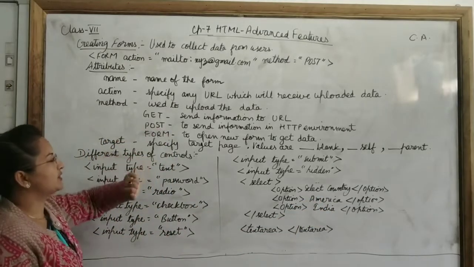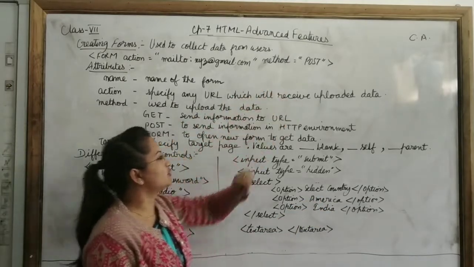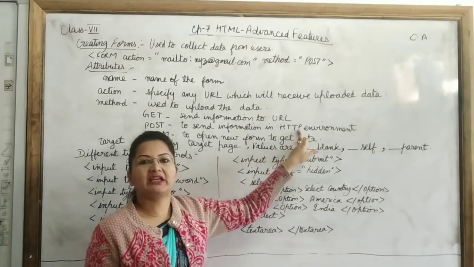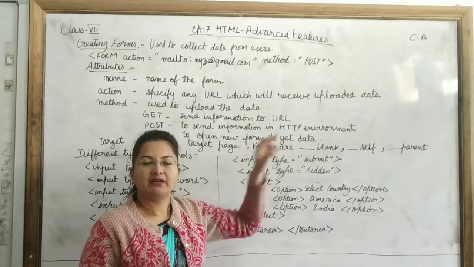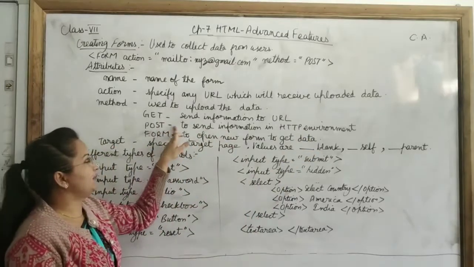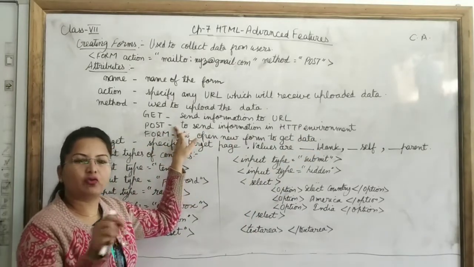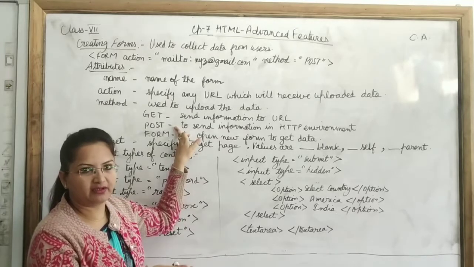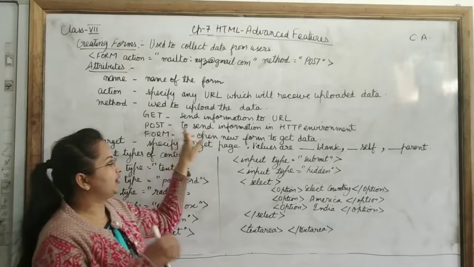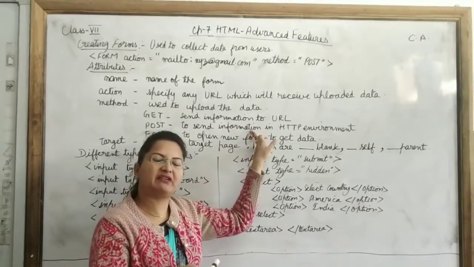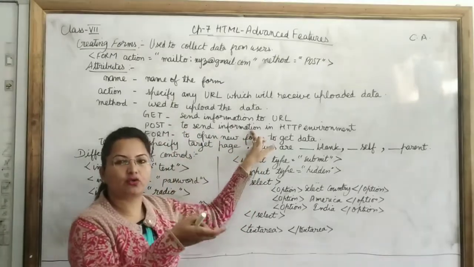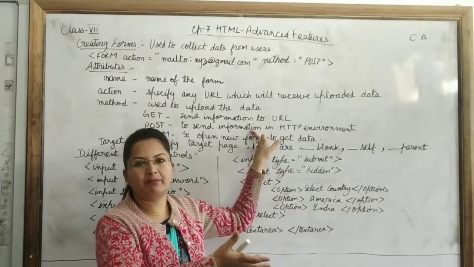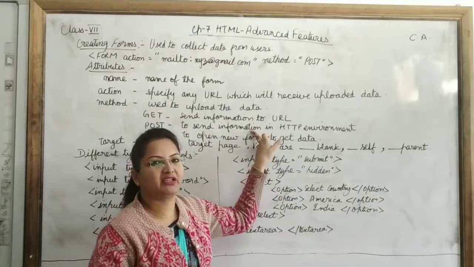Now, post. If you are writing method post over here, then you will be able to send information in the HTTP environment. Post is the secured one, because nobody will be able to know what data is transferred to the other page. So data will be sent in the HTTP environment, to the controls in the web page. The data will be received by the web page, but you will not be able to see it in the URL.